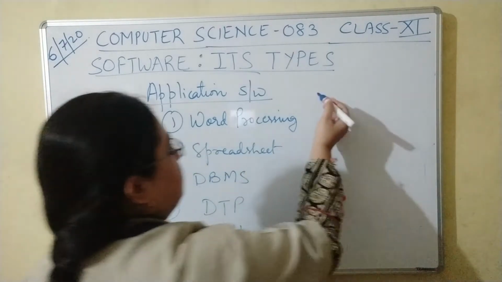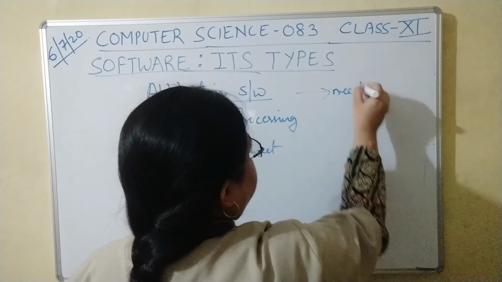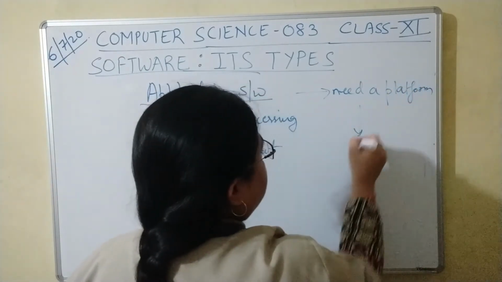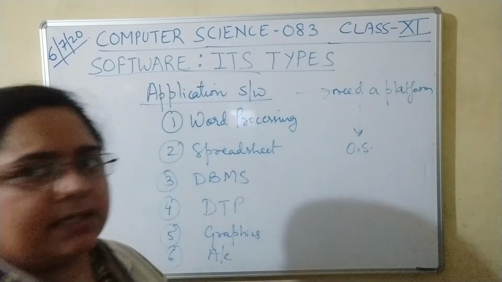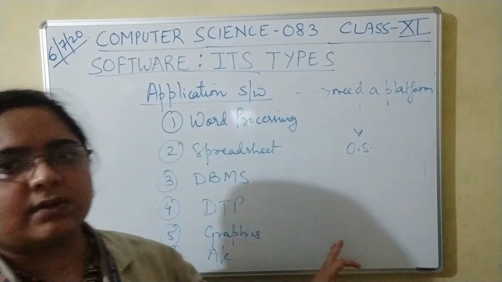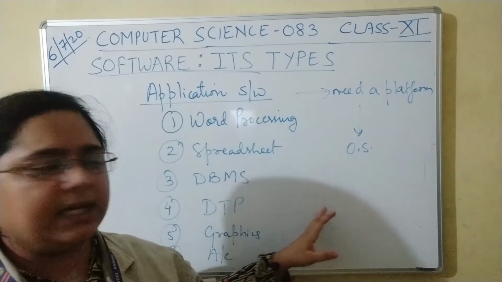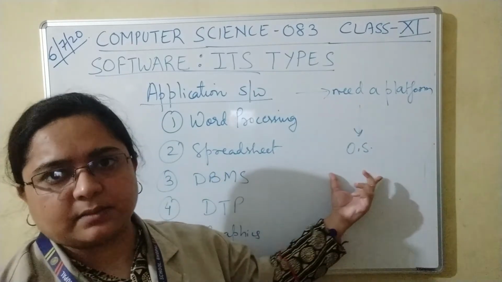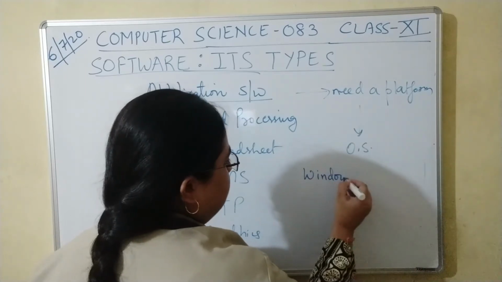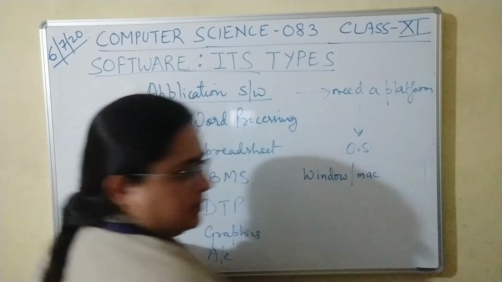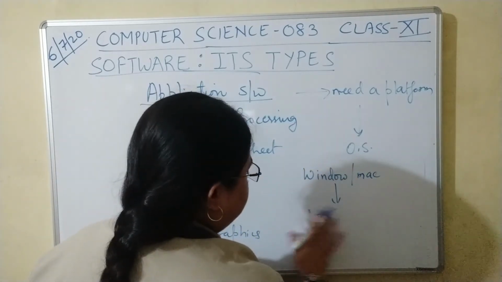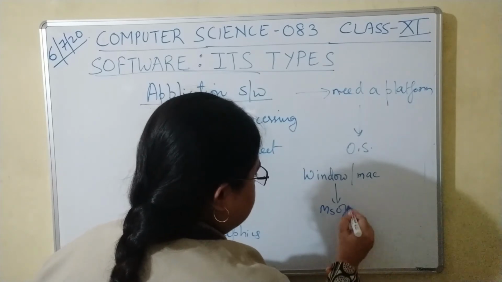So what actually are these softwares? They need a platform to work, and that platform is provided by your operating system. Until and unless you have an operating system installed on your computer, you cannot run application softwares. Application softwares need the platform known as operating system. So first, when you purchase a new computer, you will first install Windows or Mac operating system on it, and then depending upon your requirement, you can install, say, the Office package, that is MS Office.